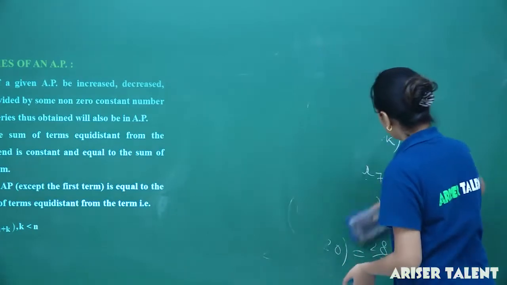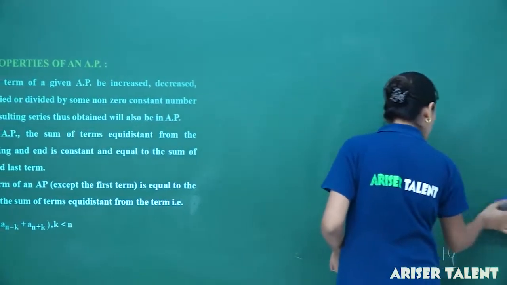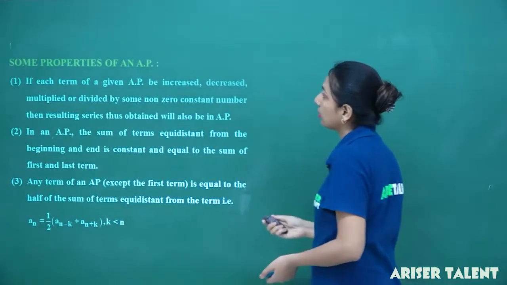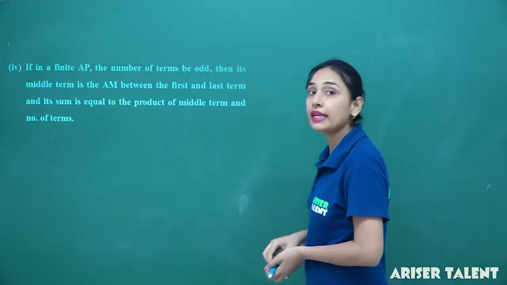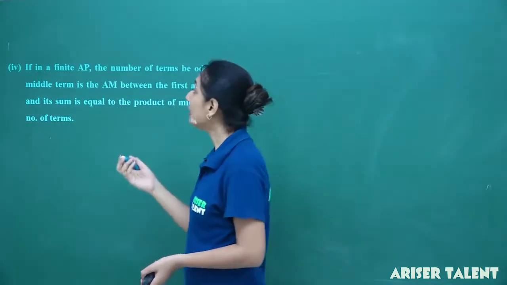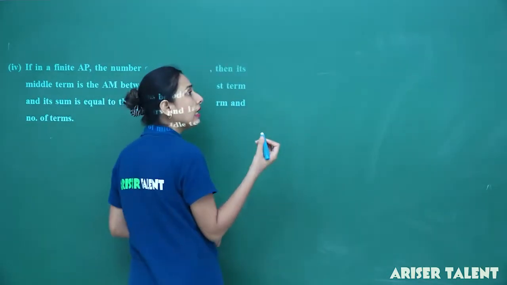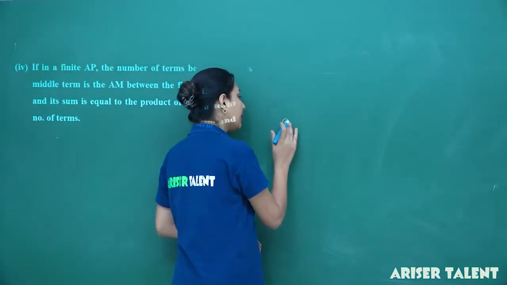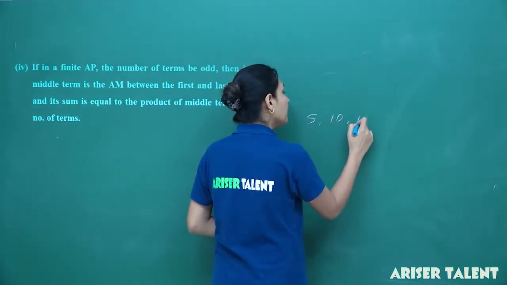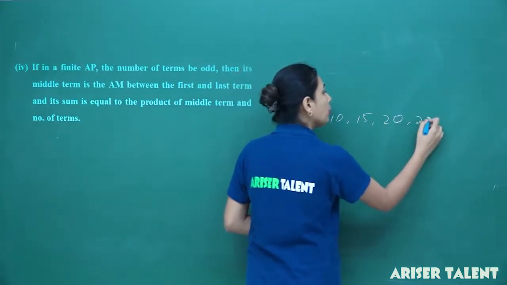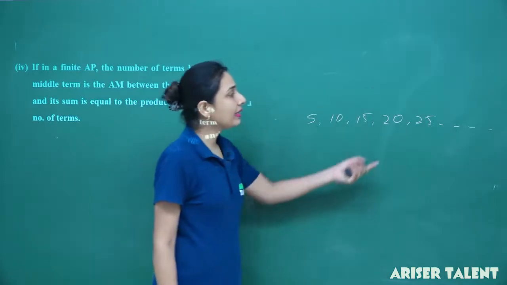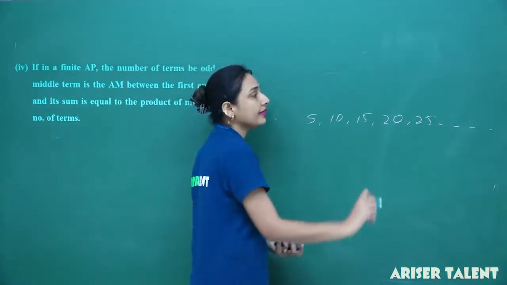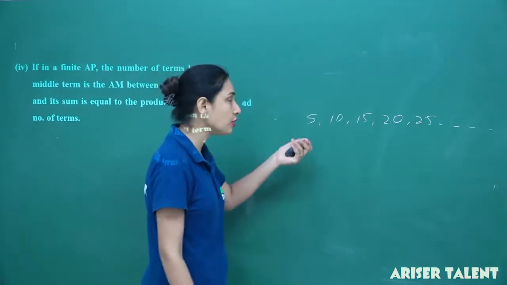Okay students, there is one more property of this. This is about a finite AP versus an infinite AP. A finite AP terminates at a particular point. If I write 5, 10, 15, 20, 25 and then make these dashes, the meaning of the dashes is that it is infinite and not stopping anywhere.